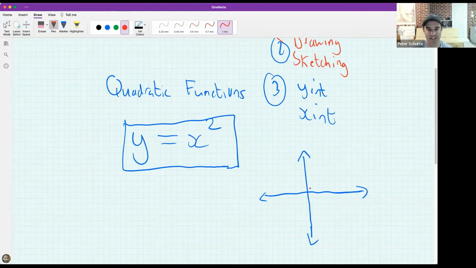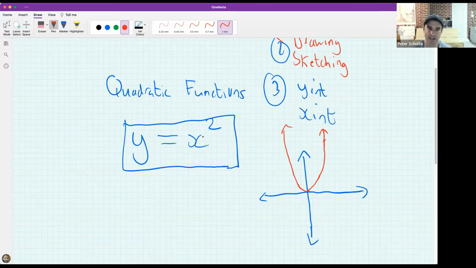A smiley face, exactly. So when we talk about quadratic functions or parabolas, the most basic shape is to think of a smiley face. And that will always happen as long as the number in front of the x squared is positive.